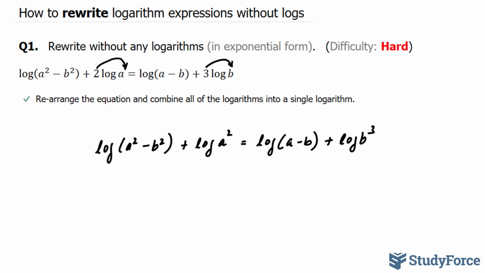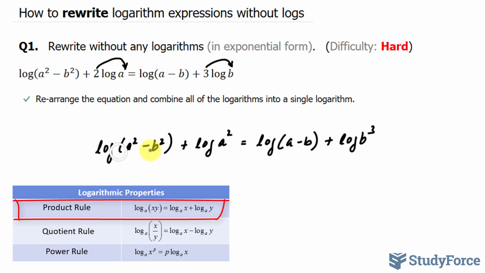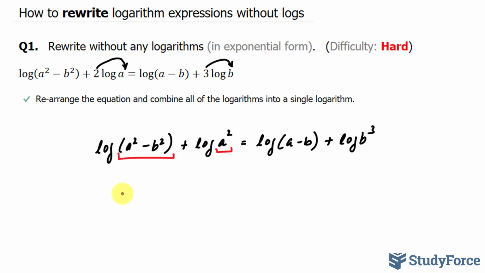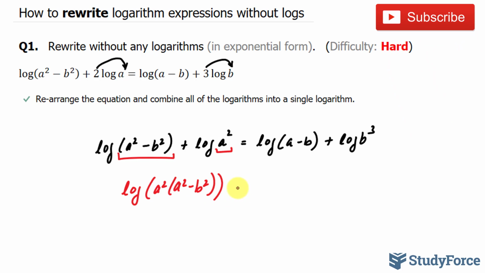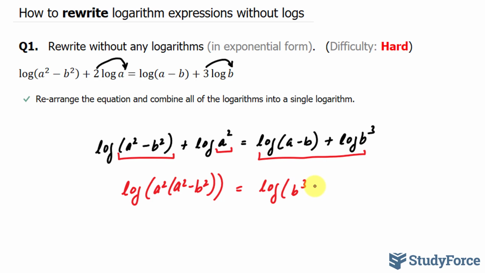The next rule that I'll use is called the product rule, which tells us that if we have two logs of the same base, both have a base of 10, which is not written, that are being added, you can actually multiply these parts, giving us log of a squared times a squared minus b squared, close bracket. The same thing applies to these two logs, where I have log of b to the power of 3 times a minus b, close bracket.